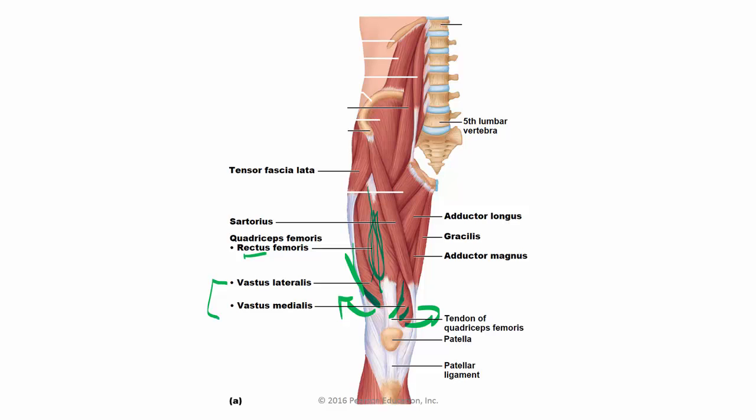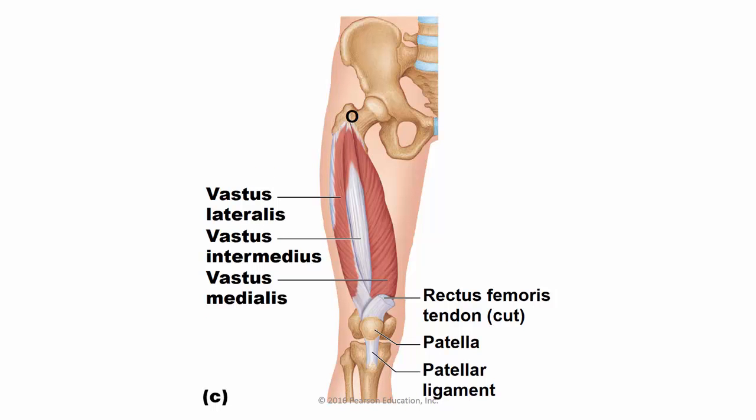Now, deep to the rectus femoris, you have the vastus intermedius. I have pulled the rectus femoris and cut it away. The muscle that's underneath, this one right here, is your vastus intermedius. It's intermediate to the vastus lateralis and the vastus medialis, and it works synergistically with all the other quadriceps to help you extend the knee. So it will help the rectus femoris extend the knee.